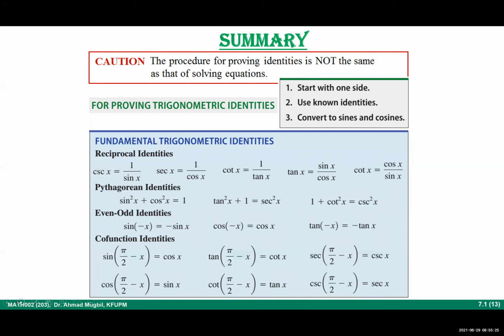Now, we are done, ya shabab. This is 7.1. As I told you, shabab, this section is related to what we did before more than what we will do later. So what you need to remember from this section mainly is how to prove identities. These 3 guidelines are for you to do that. And of course, the fundamental identity.